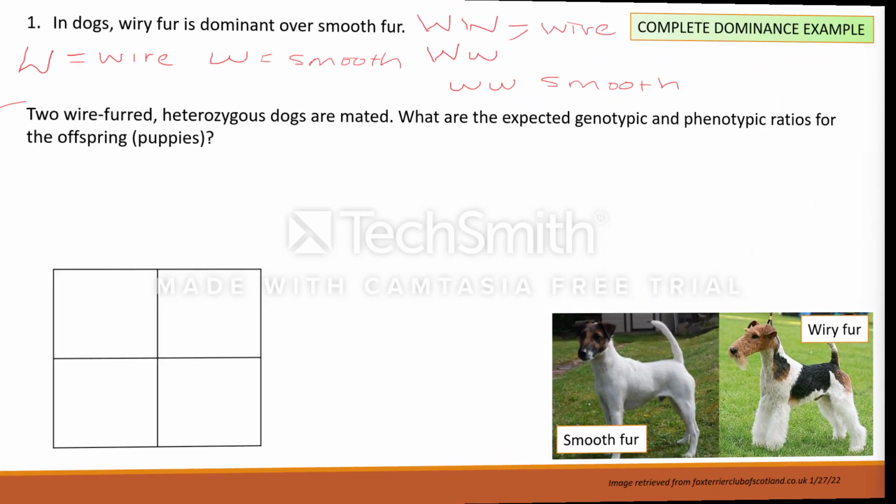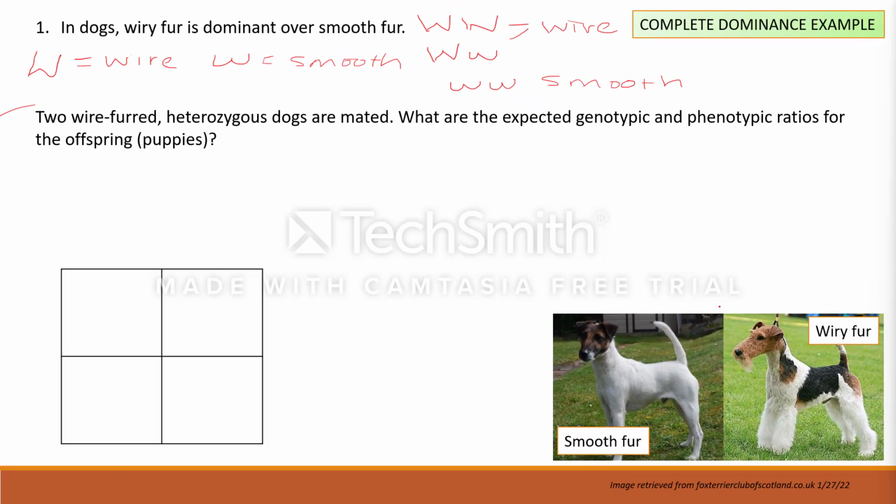Now that we have that basic information, we can go ahead and work on our genetics problem. So it says that we are going to take two wire-furred heterozygous dogs and mate them. And then we want to know what the expected genotypic and phenotypic ratios are for the puppies. The first thing we do is write out our cross. So we have two wire-furred dogs, so they're each going to have a big W. They're both heterozygous, so they also have a little w. So we're going to cross two big W, little w dogs.